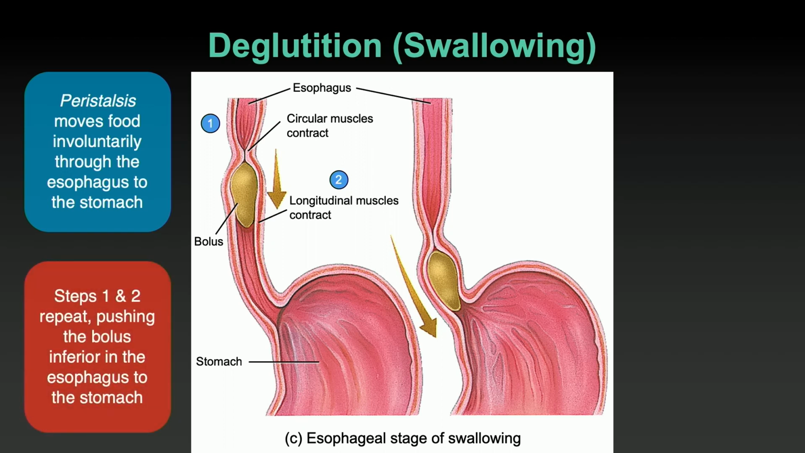And 1 and 2 will repeat over and over again until you gradually move that bolus of food completely down through the esophagus and it's deposited in the stomach. Circular pinching, longitudinal contraction, and movement of the bolus downwards through the esophagus.